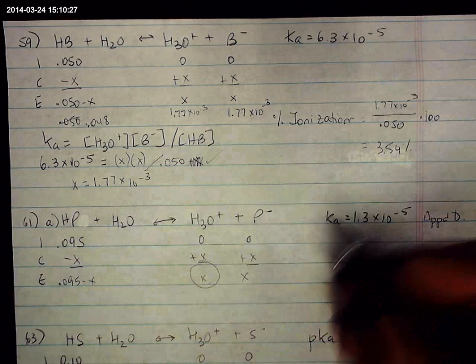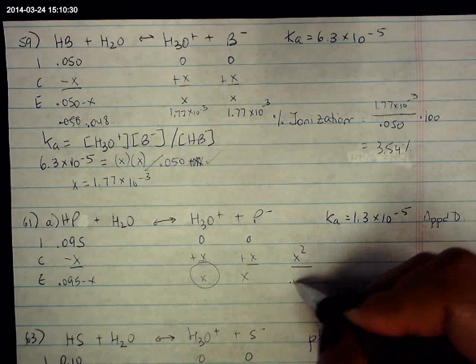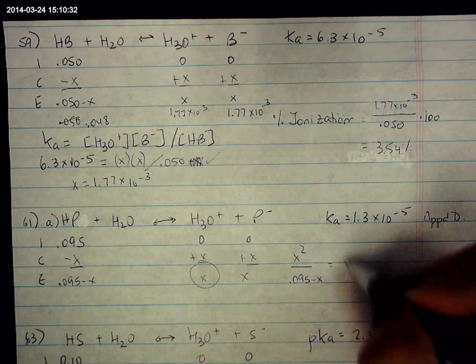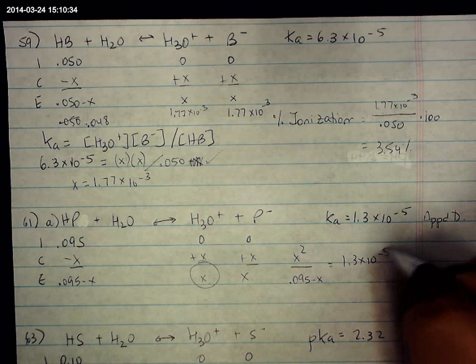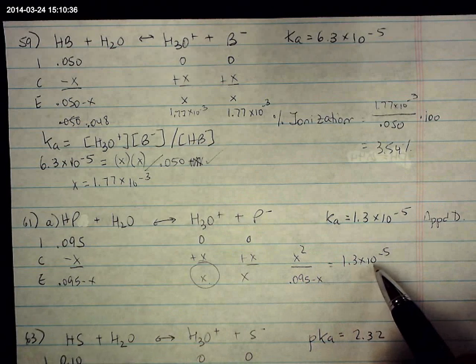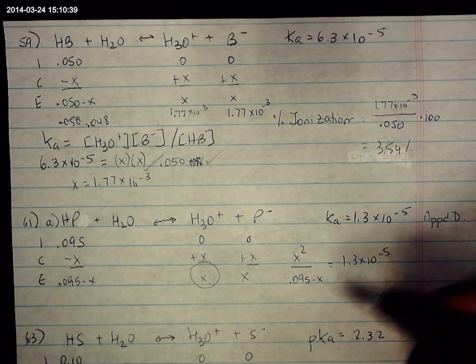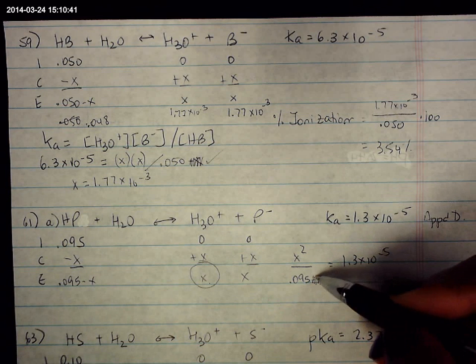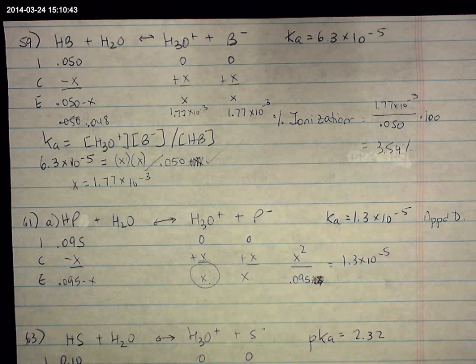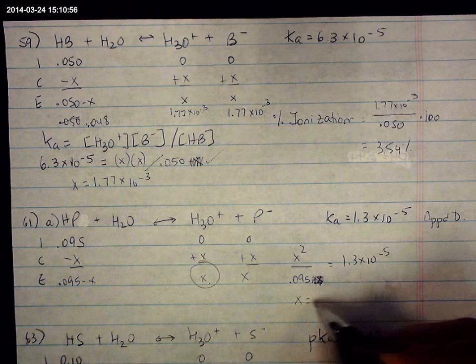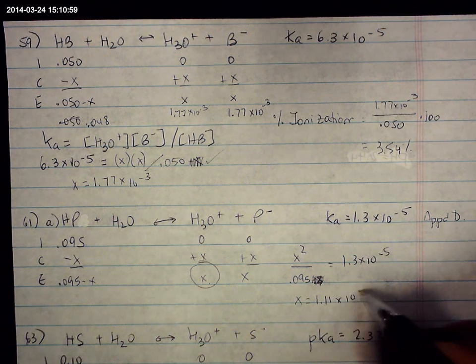My mass action expression is going to read X squared over 0.095 minus X is equal to 1.3 times 10 to the negative fifth. Because this is 1 times 10 to the negative fifth in that range or smaller, I can choose to ignore that according to the 5% rule. We'll again have to double check ourselves to make sure that we were all right in doing that. But let's ignore it for now to see if we can make our life a little bit simpler. Alright, so what I get for X when I solve for X is 1.11 times 10 to the negative third.